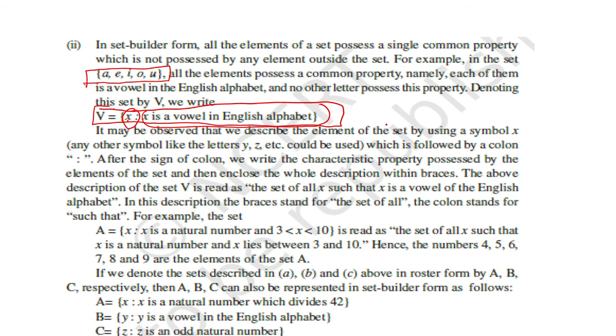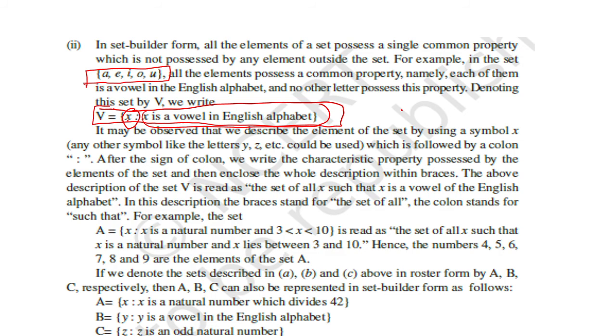This is like in your school time when you wrote X plus Y equal to whole square. This X may take the value 2, X equal to 2, X equal to 3, whatever. So this X may take a value depending on this property. What property does this X have? If X has the property that X is a vowel in the English alphabet, then X will take the value A, E, I, O, U. So this is the set builder form.